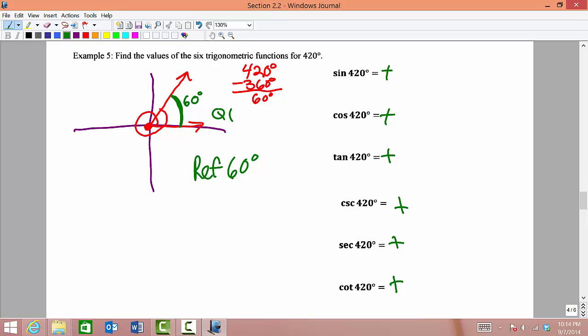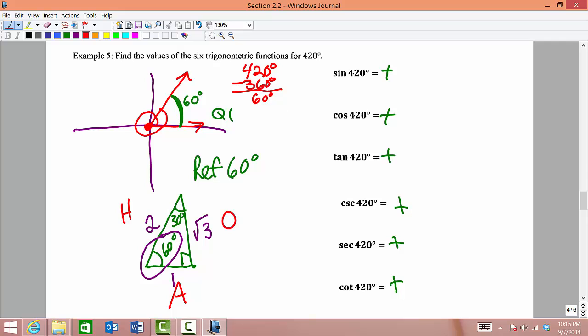So we want to use our 30, 60, 90 triangle. We need to know the sides of each. My hypotenuse is 2. Across from the 30 I have 1. Across from the 60 we have the square root of 3. Remember that we're working from the perspective of our 60-degree angle. So this would be the opposite side. This is my hypotenuse, and 1 would be my adjacent side.